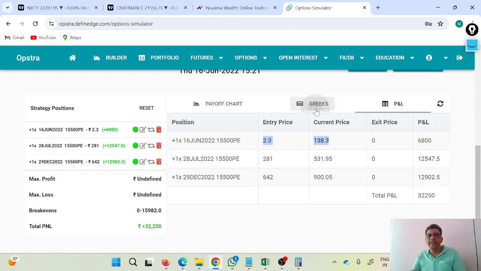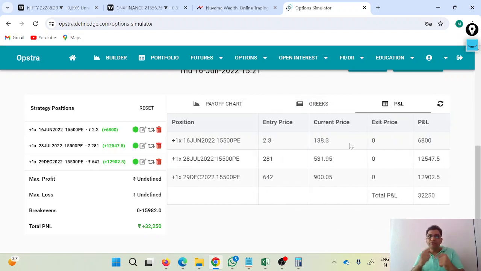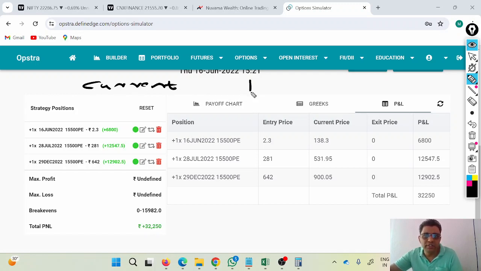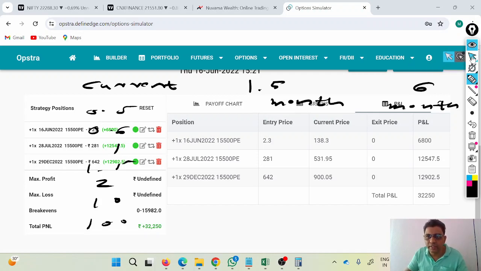Why has it shot up? And the Greek also immediately went to 100. Why? Whenever Nifty started falling, its delta immediately and fast started shifting. Earlier it was 0.5. This shifted for current. I would write down current, then I would say 1.5 month, and I would say 6 month. Immediately from 0.5 it started to 0.6, then 1, 1.5, 2, then I would say 10, and it went to 100.